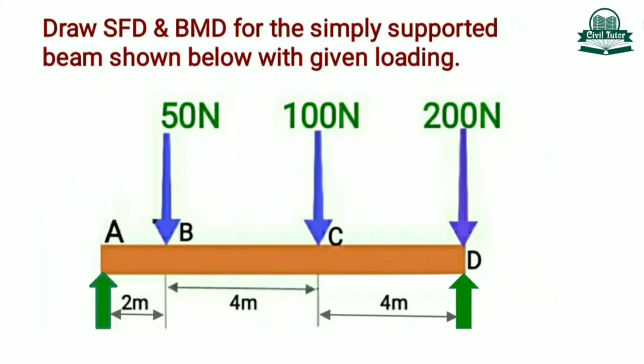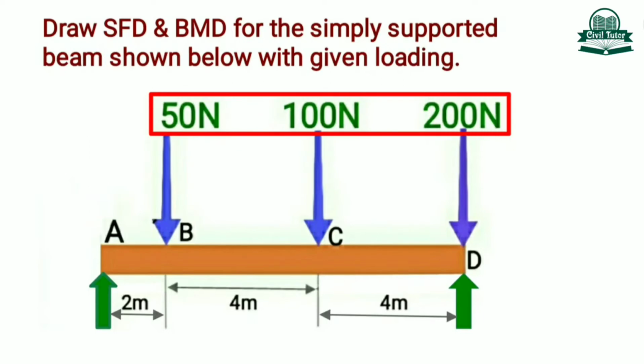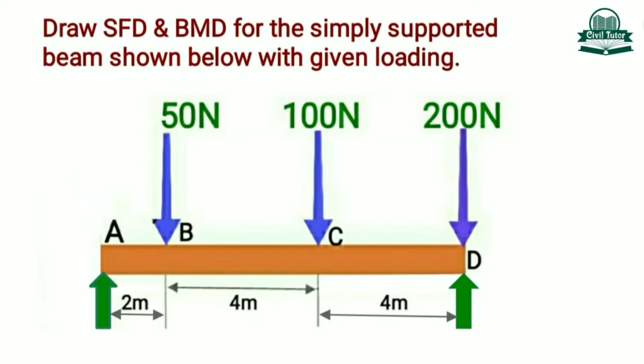In this tutorial, I am going to solve a numerical based on SFD and BMD of a simply supported beam with the given point loads. So we have a simply supported beam with 3 point loads 50 Newton, 100 Newton and 200 Newton acting at points B, C and D respectively. The beam is supported at points A and D.